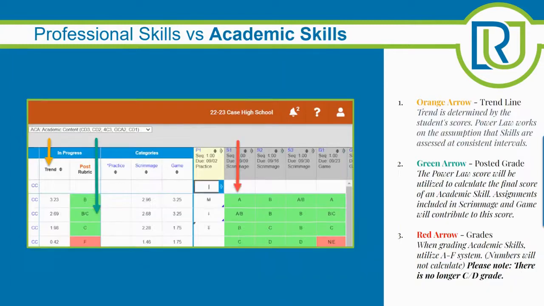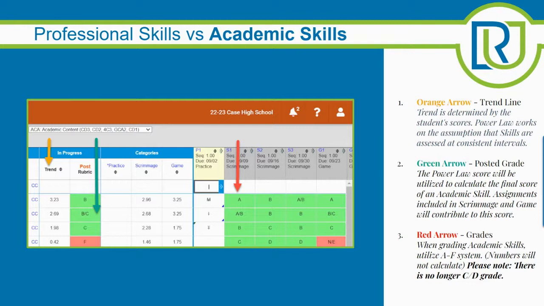When we look at academic skills, we see a few differences. With academic skills, we are going to assess and score those skills using letters. So it's going to be A/B, B/C, etc. Just a reminder that there is no C/D on this grading scale.